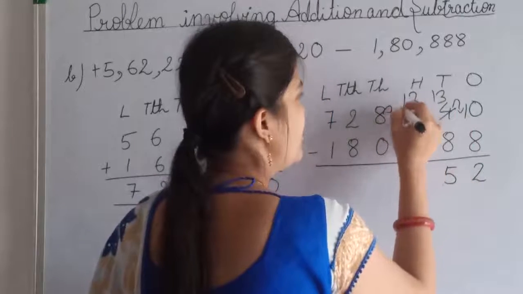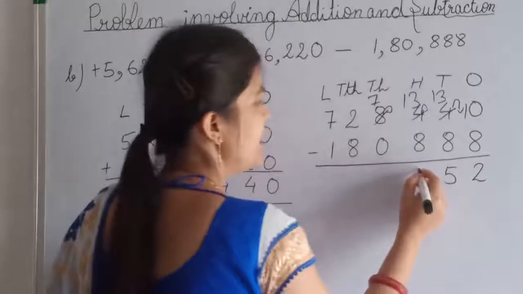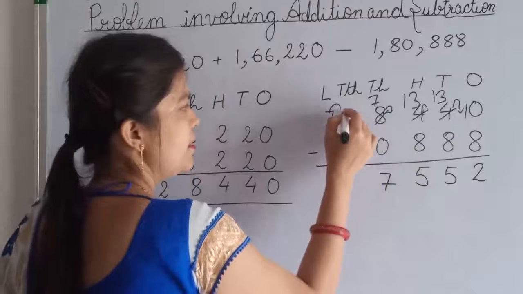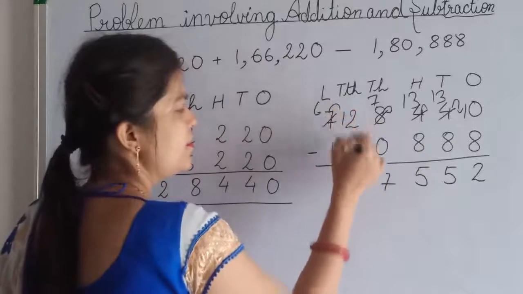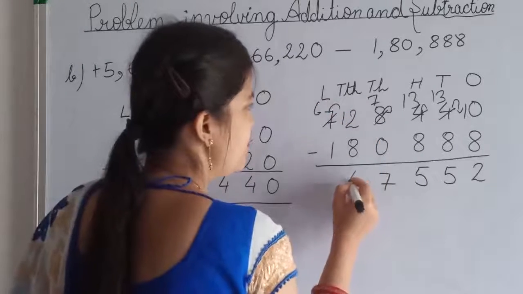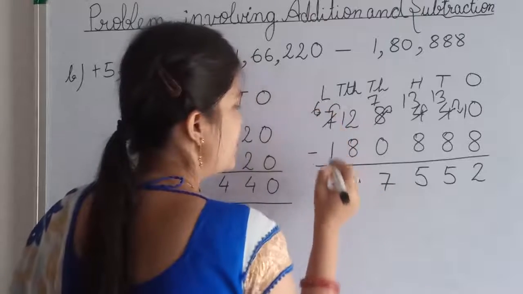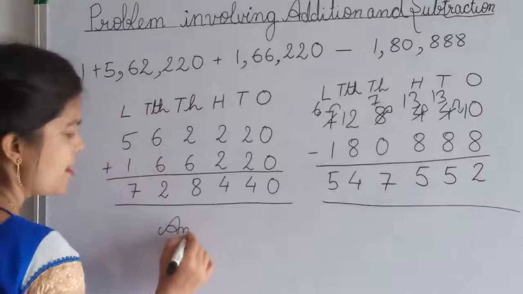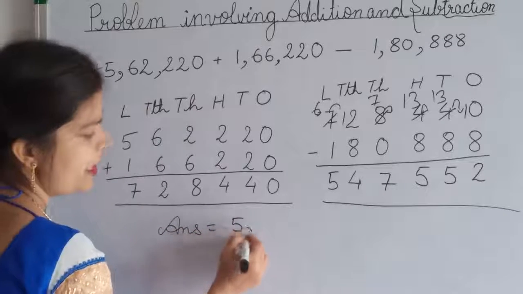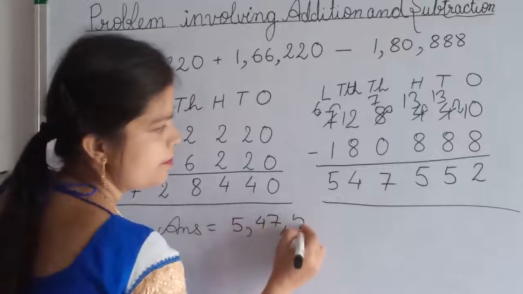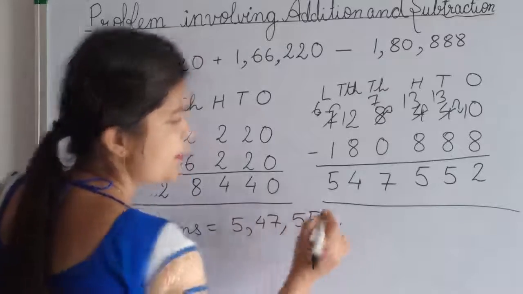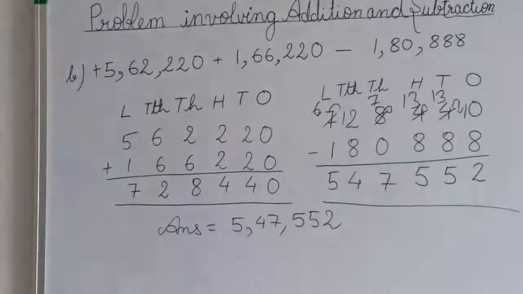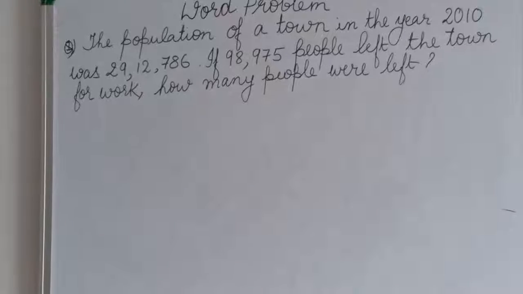Again we have to borrow from here, it will become 7. 13 minus 8, 5. 7 minus 0, 7. 12 minus 8, it will be 4. And then 6 minus 1, it will be 5. So the answer is 5,47,552. So children, like that you can do the calculation here.